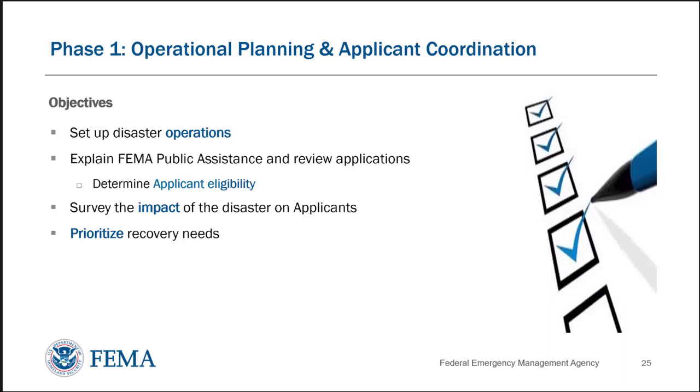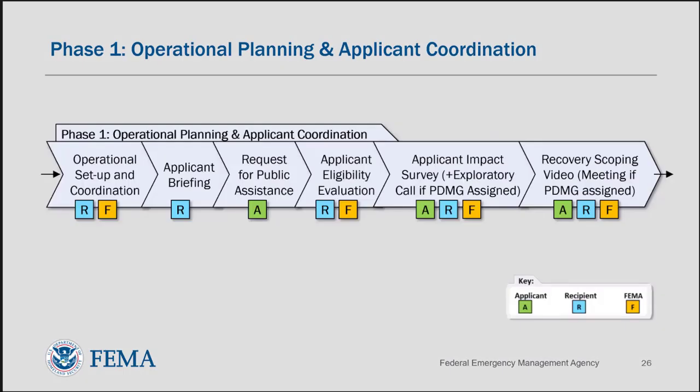The recipient is also, in conjunction with FEMA, starting to put together a structure of what to fix, when, and how, what's priority, so that as you're moving through phase one, briefing, getting that request for public assistance met, the applicant is making sure that applicant is actually eligible under those policies, those laws. Then you move on to the applicant impact survey or the exploratory call, and moving to the recovery scoping video.